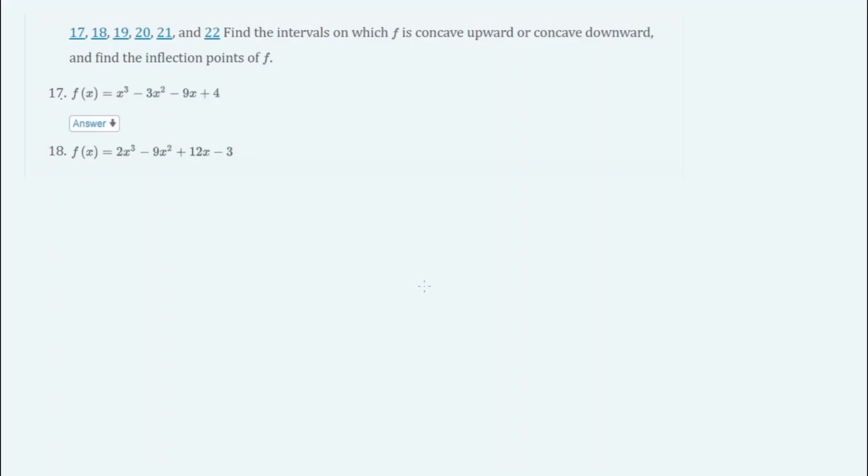Alright, so I want you guys to try number 17, number 18. Essentially for these questions, you have to find where it's concave upward and concave downward, and the inflection points. If you remember, concave up and down means that it's accelerating or decelerating, which means that the acceleration, or the f double prime graph, is either positive or negative. So you have to find that out. So you can pause the video and try that out.